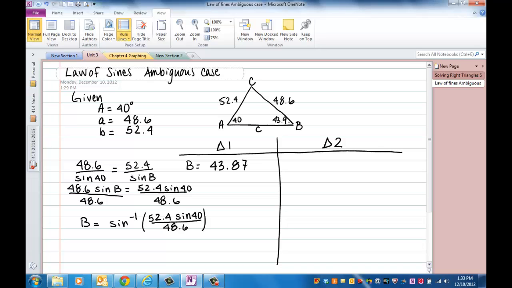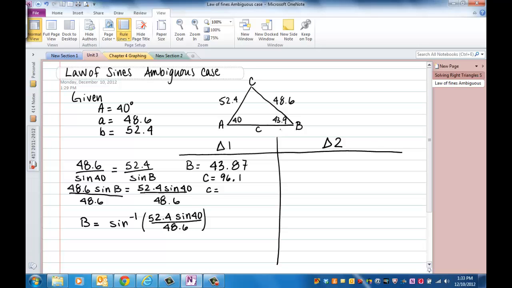After we found this angle B first using my law of sines, we then can very easily find angle C by doing subtraction from 180. So you've got 180 minus the given angle A, 40, minus the angle B that we actually found, and this comes out to be 96.1. Once we know angle C, then we can go ahead and solve for side C if this length was what we had as our picture.